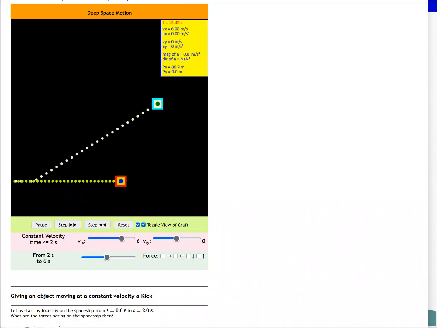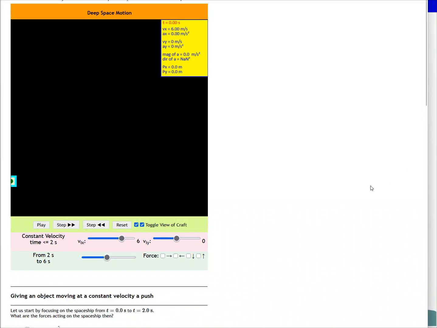Okay. This is the next one. It's very similar to the one we just looked at, but notice here the motion is different. And again, we need to match it. Probably the first motion at the beginning, affecting the initial velocities, and then the forces.